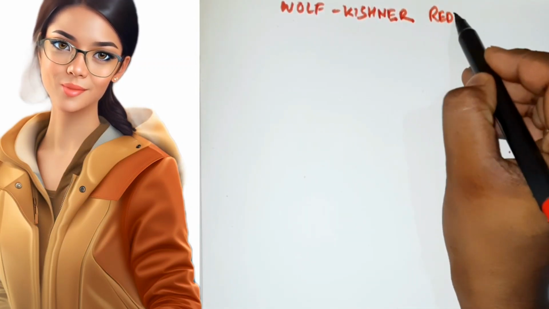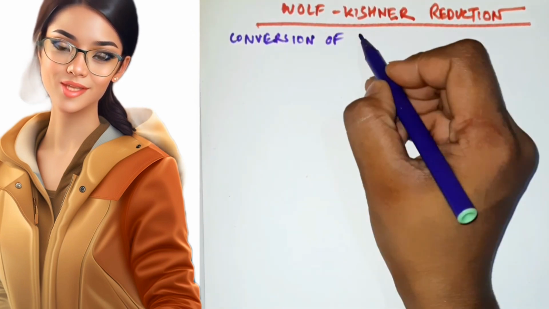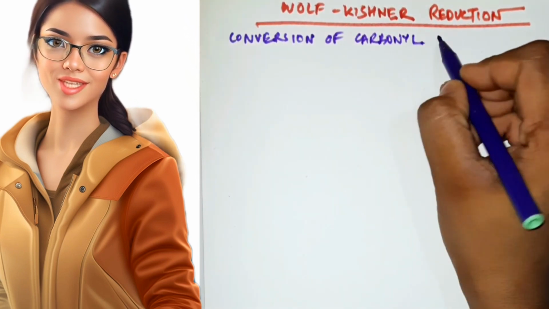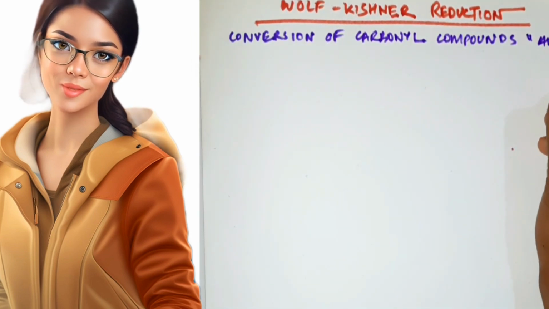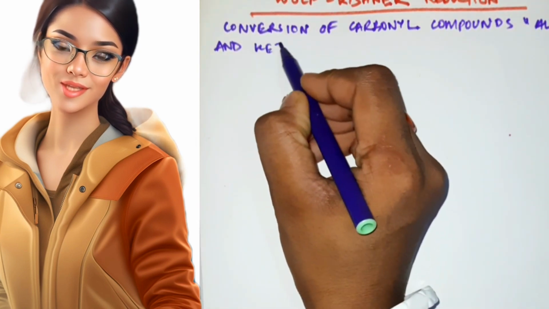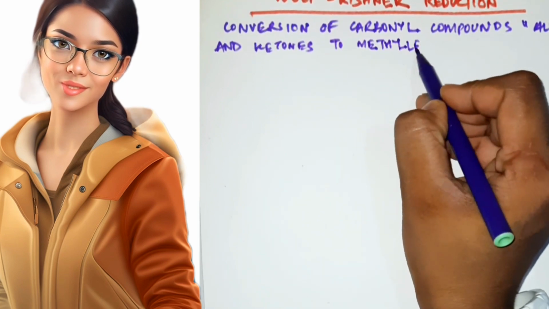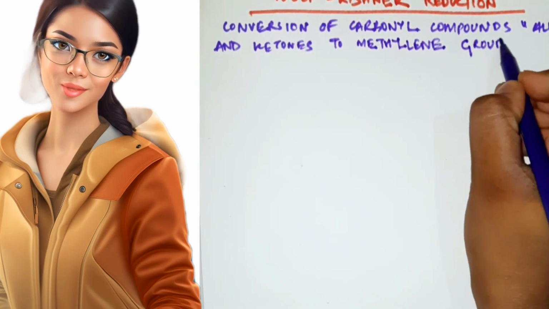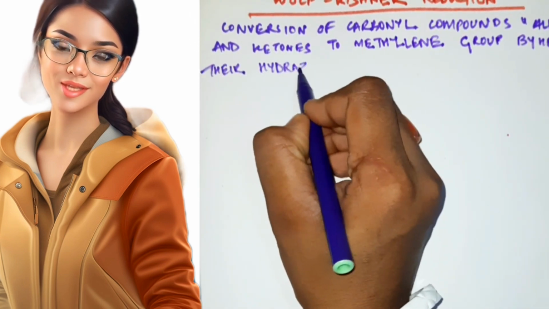Today we will start with the Wolff-Kishner reduction reaction. This is a reduction reaction of organic chemistry, and we will also learn its mechanism, how you will solve the mechanism and find the products using different examples. It is the conversion of carbonyl compounds, that is ketones and aldehydes, to a methylene group. That means reduction: addition of hydrogen and removal of oxygen completely.